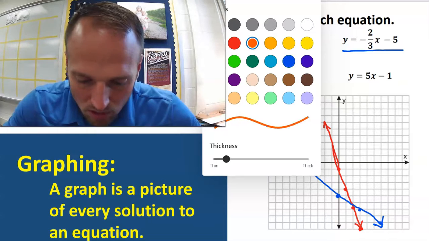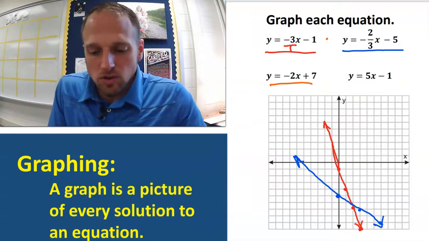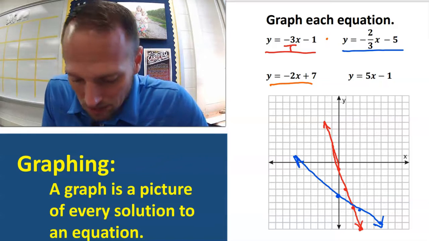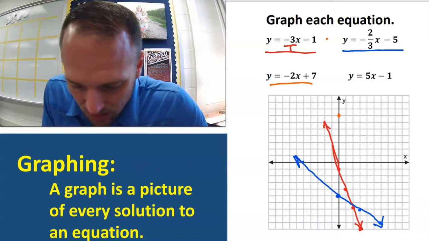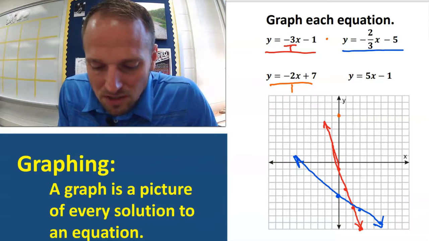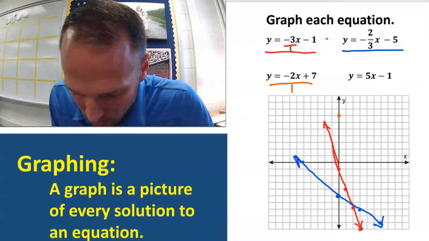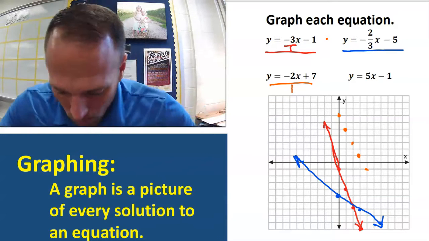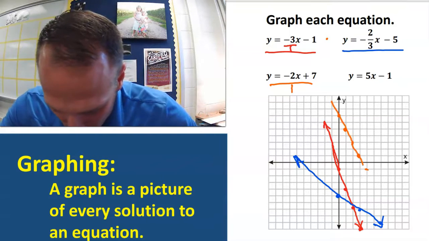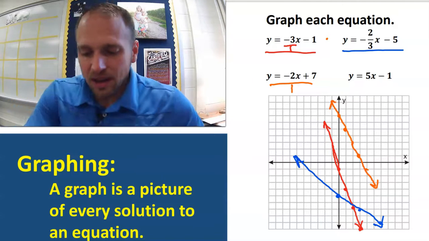Let's do the next one in orange. Negative 2x plus 7. So my y-intercept is positive 7. 1, 2, 3, 4, 5, 6, 7. My slope, if I think about that as a fraction, is negative 2 over 1, down 2 over 1, down 2 over 1, down 2 over 1. That should be enough for us to get a pretty good line here. And that's our line.